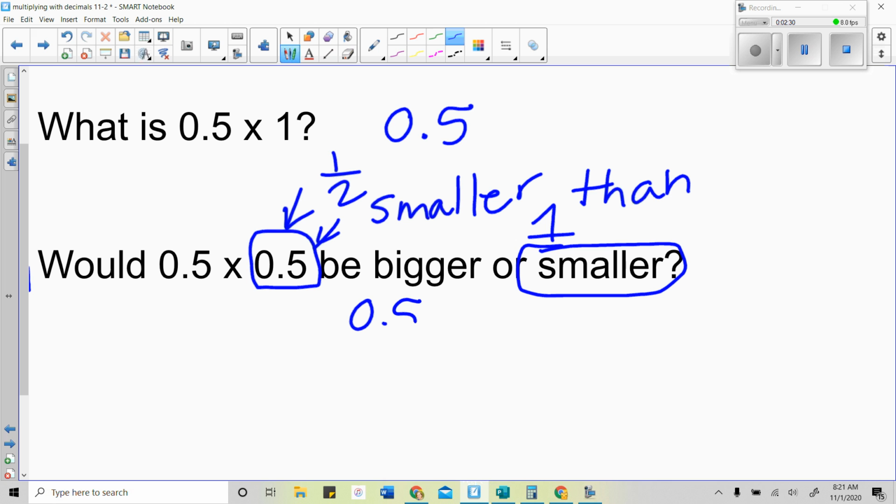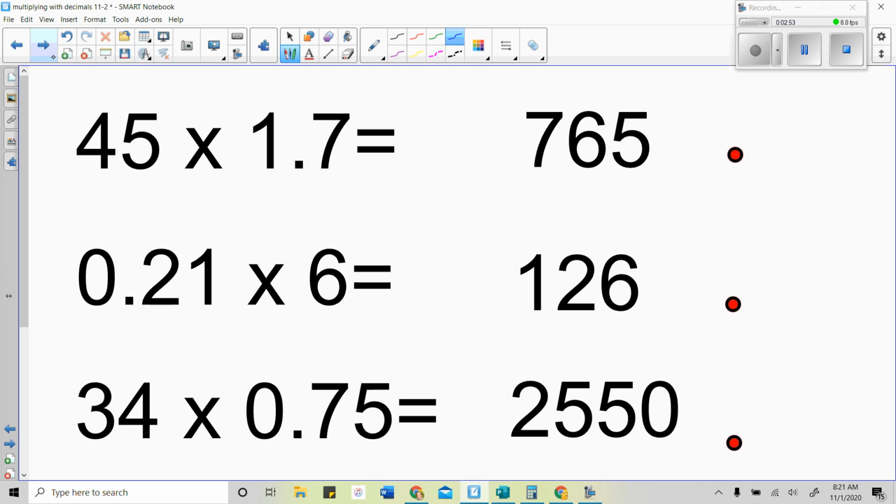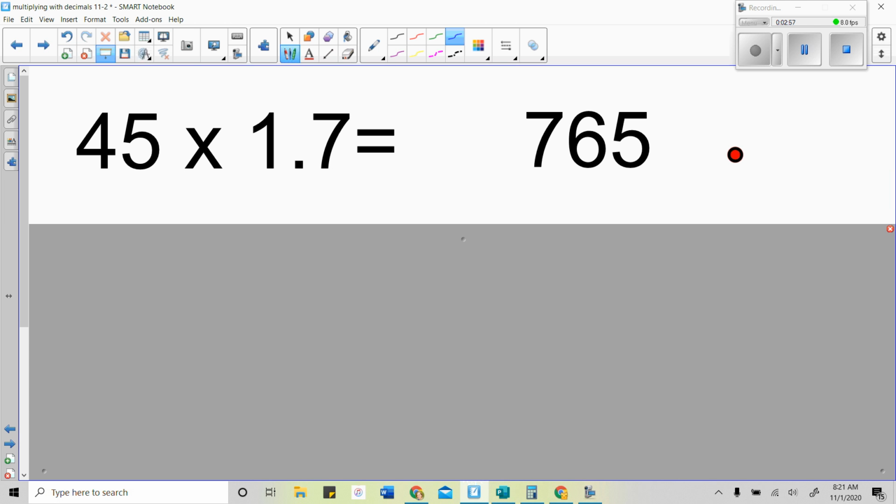So if I worked this out and did 5/10 times 5/10, 5 times 5 is 25, and I count my decimal places. This had 1. This also had 1 for a total of 2, because 1 plus 1 is 2. So I need to underline 2 decimal places. So I'd actually get 25 hundredths. And I know that's super weird, but when you multiply a decimal times a decimal, it's actually going to get smaller. So as we go through these, I want you just to place the decimal.